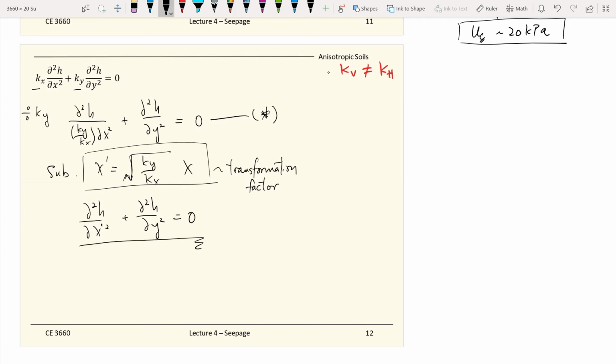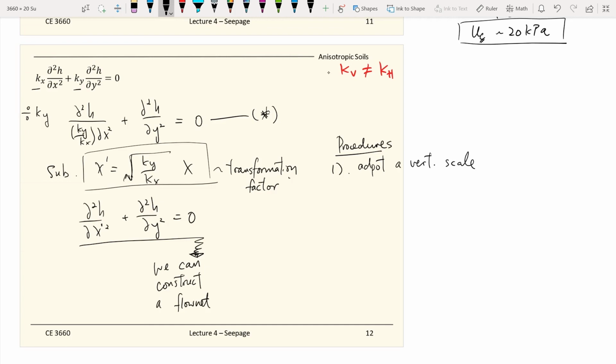So it still becomes a Laplace equation. Since it has the same format as what we have been working on, it means we can construct a flow net based on the transformation factors that we put on. So we can still construct a flow net. The procedure becomes, first, you will adopt a vertical scale.